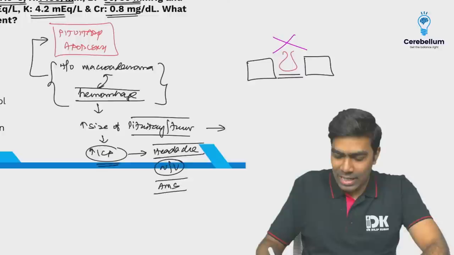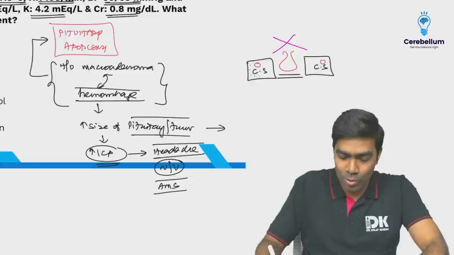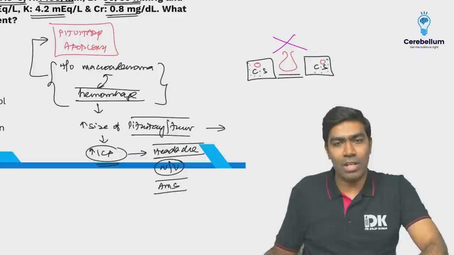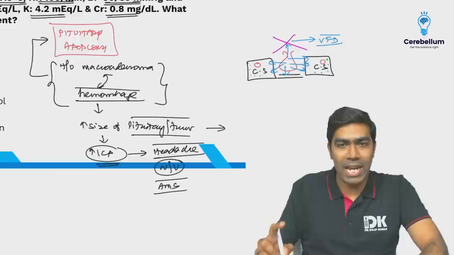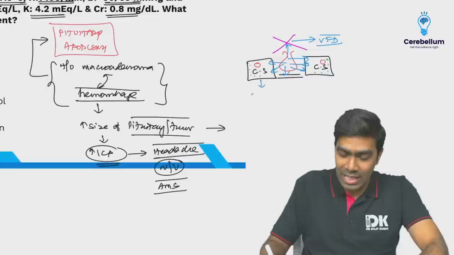Of course, you have the internal carotid artery. Apart from that, you have so many nerves: 3, 4, 5-1, 5-2, 6. Very important. Third nerve, fourth nerve, 5-1 ophthalmic, 5-2 maxillary, 6 abducens. All these nerves are in the cavernous sinus only. So this sudden expansion of the pituitary is going to result in compression of the optic chiasma. This will result in visual field defects, typically bitemporal hemianopia. And this can compress the cranial nerves in the cavernous sinus, causing cranial nerve palsy also.